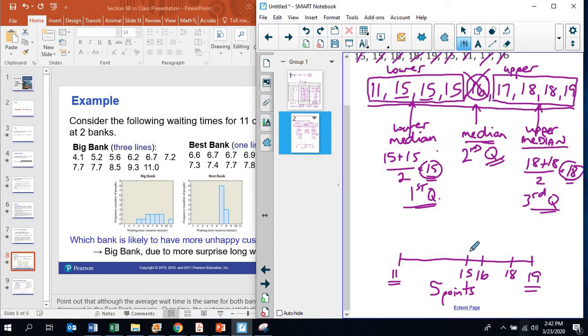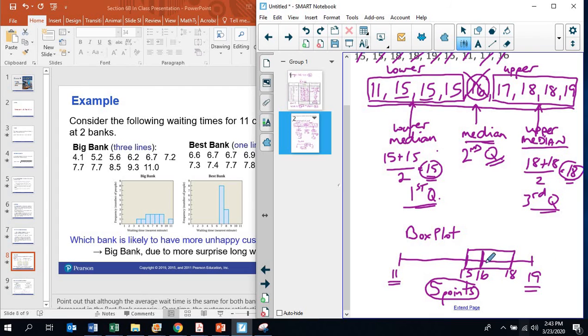And so the way that we do this is that we spread it out like this. Here are your 5 points. And then we draw a box that goes from the lower quartile to the upper quartile and includes the second quartile here, the median. And that's a box plot. That's what a box plot looks like.